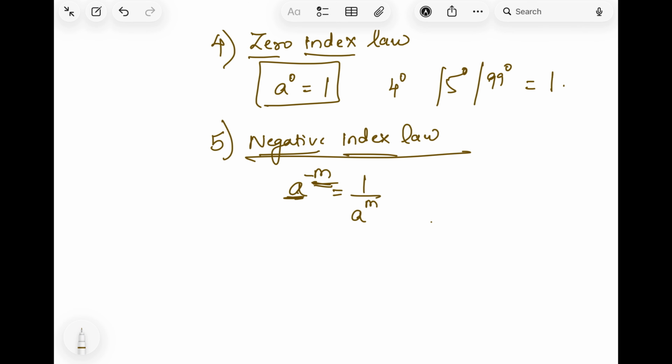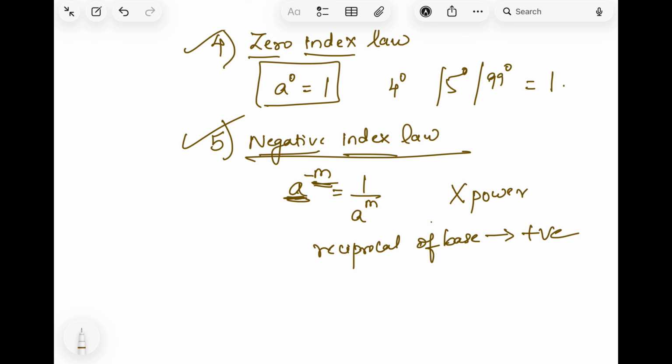We take the reciprocal of the base, not the power, because sometimes there is a negative power that is in fraction also. So don't make this mistake. This is a silly mistake done by everyone. So please remember that we take the reciprocal of the base and not the power, so that the power turns positive. So this was the fourth and the fifth law, and this is well understood.